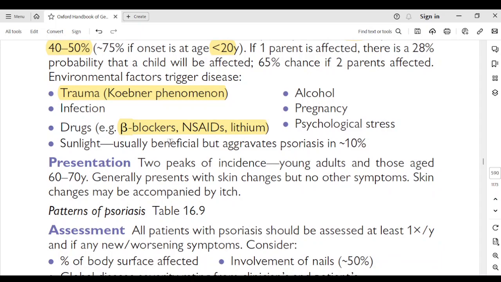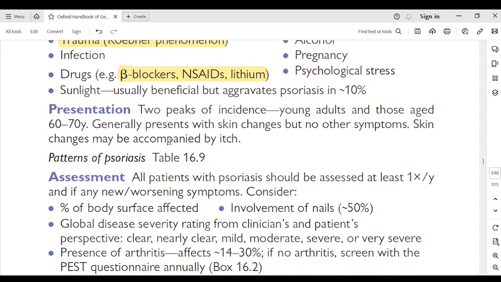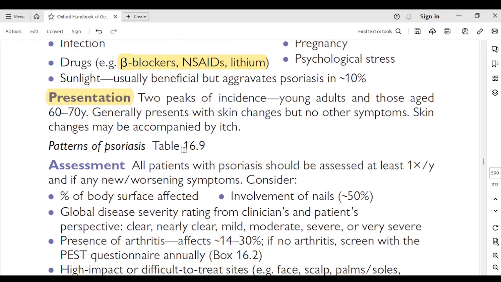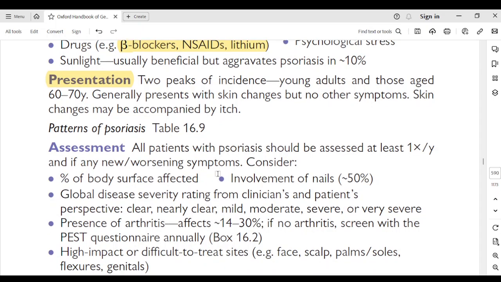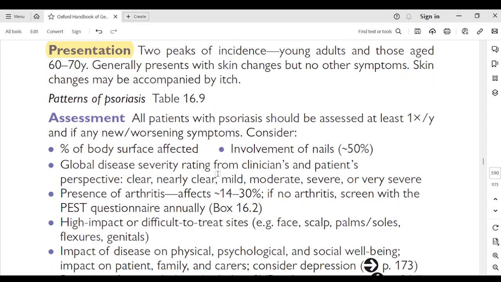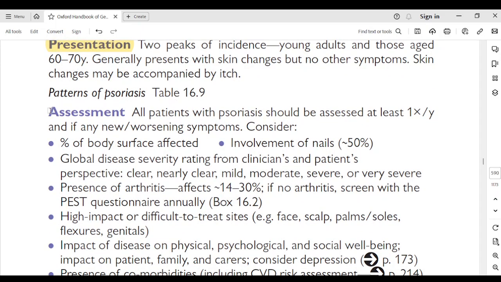Sunlight is usually beneficial but aggravates psoriasis in 10% of the patients. Presentation. Two peaks of incidence, young adults and those aged 60 to 70 years. It generally presents with skin changes but no other symptoms. Skin changes may be accompanied by an itch. Patterns of psoriasis, Table 16.9, we will see that.